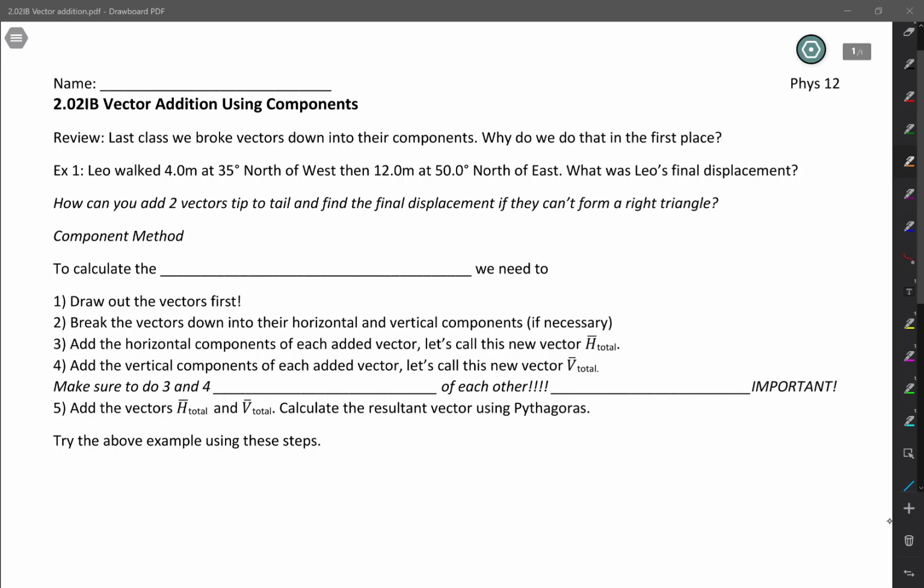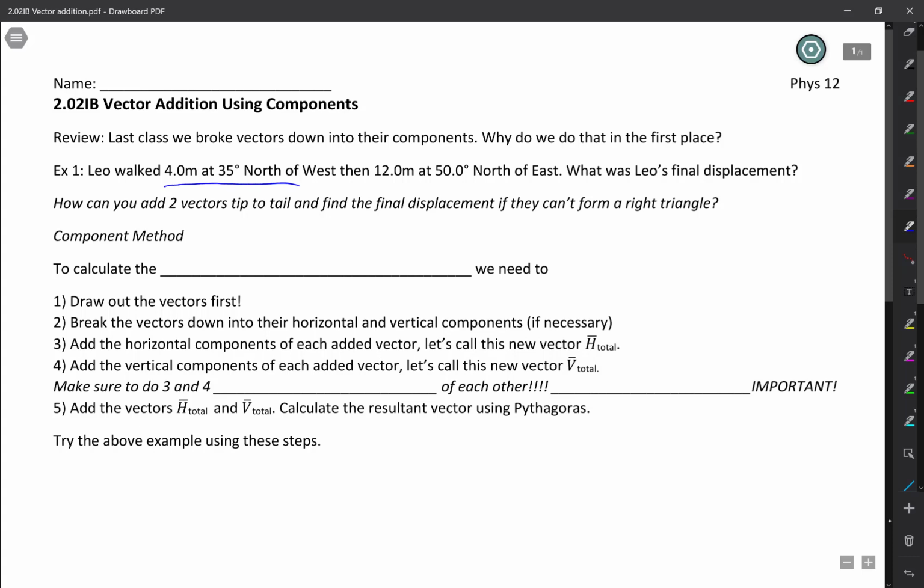Today we're going to look at vector addition using components. If we take two vectors, for example in example 1, someone who's walking 4 meters at an angle, changing direction to 12 meters in another direction, if I draw this one out, it kind of looks like this.